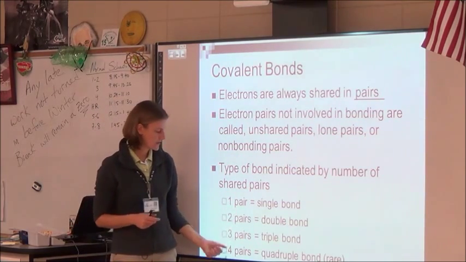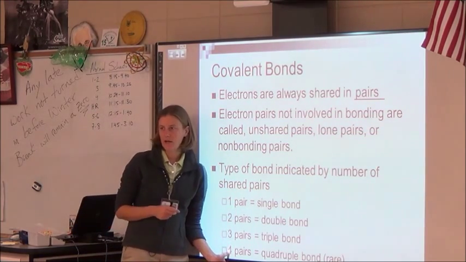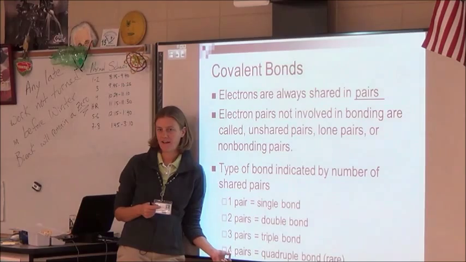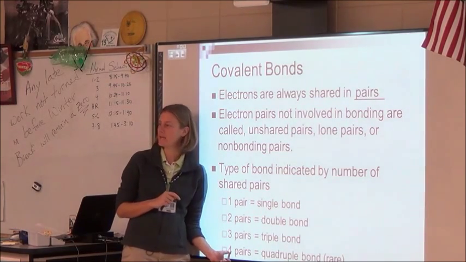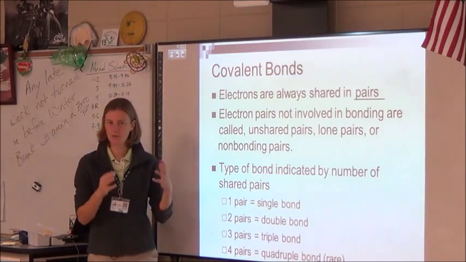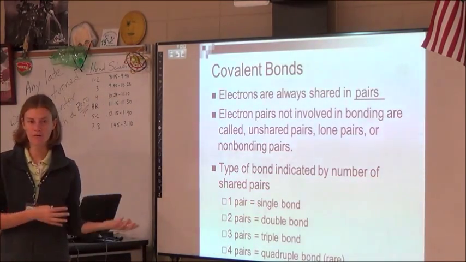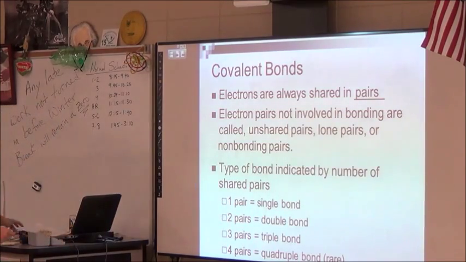And why do you think we even stop at 4 anyway? Because we wouldn't go past that. Why? Because you'd have more than 8. And 8 was sort of our magic stable number. So as long as everything's got 8, or 4 pairs, then we're happy.